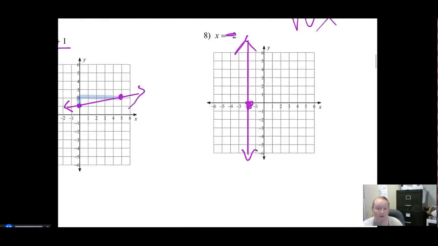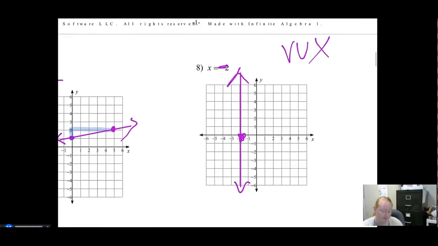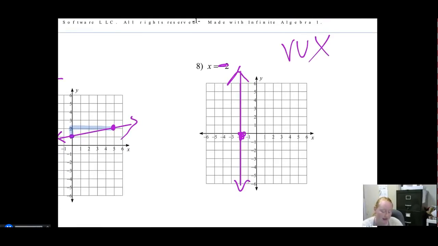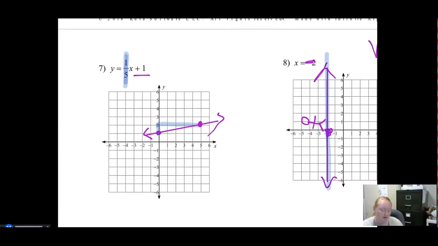Let's look backwards. This has an undefined slope. If I put a man here, they could not run up this unless they're Spider-Man. Even though this slope is a fraction, it's still positive. As I move from left to right, it still moves upward.